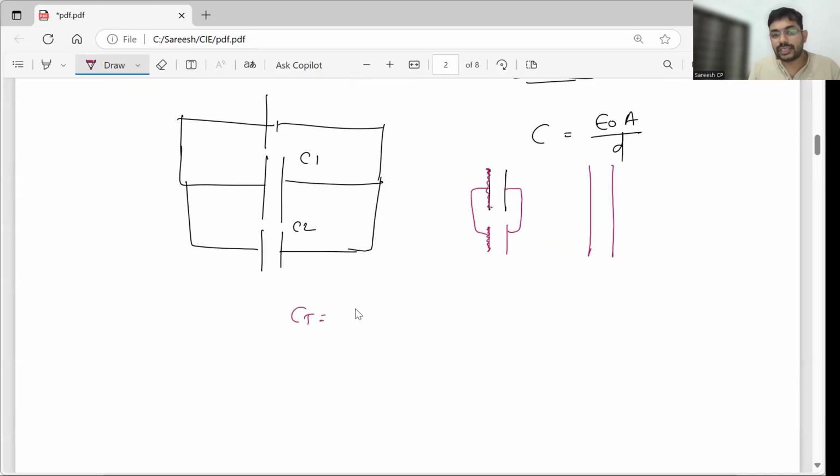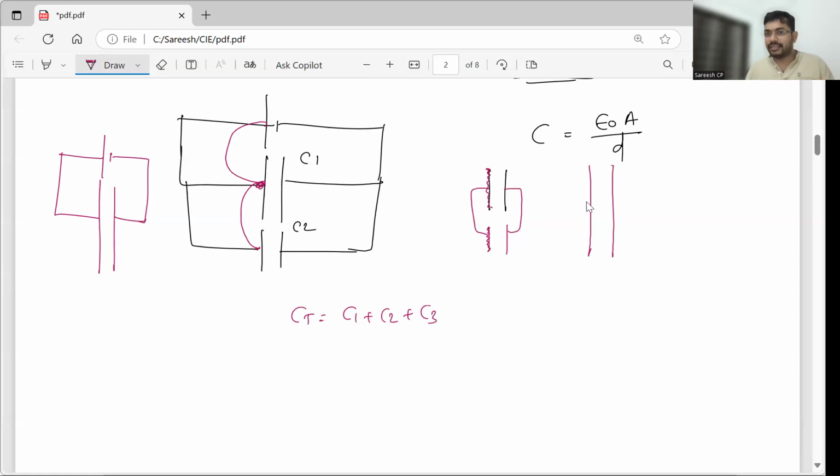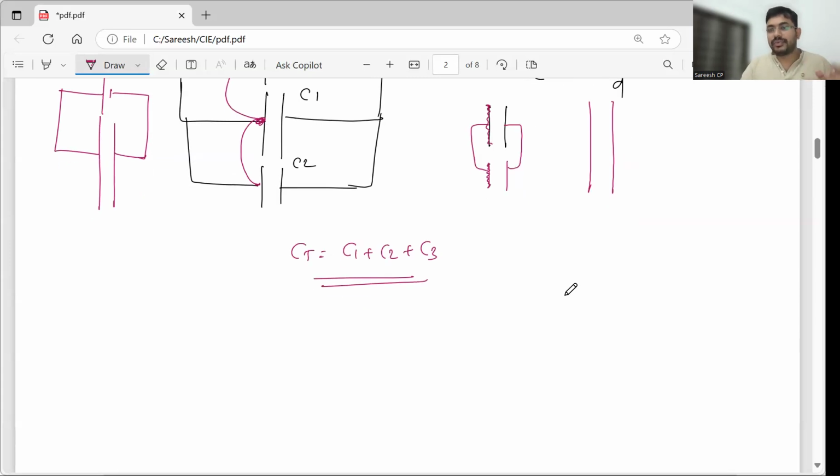So we can say that C total is equal to C1 plus C2 plus C3. Because when we connect the capacitors in parallel, it's like we connect this one and we connect this one, so it looks like a single capacitor with a greater length. We know that greater length means greater area, so the capacitance will be more. So when we connect capacitors in parallel, the total capacitance increases. It is exactly opposite to that of the resistor. In a resistor, when we connect in series, the resistance increases. Here, when we connect capacitors in parallel, the capacitance increases.